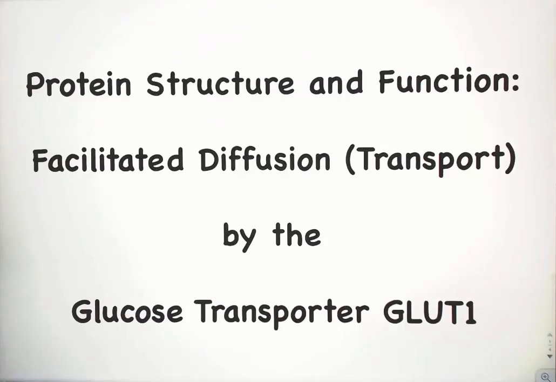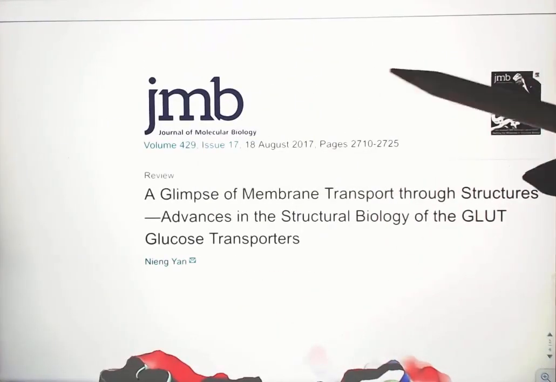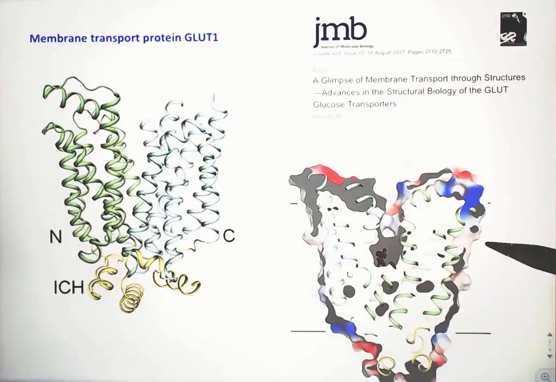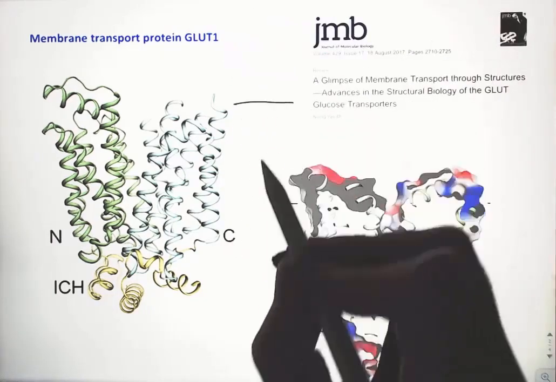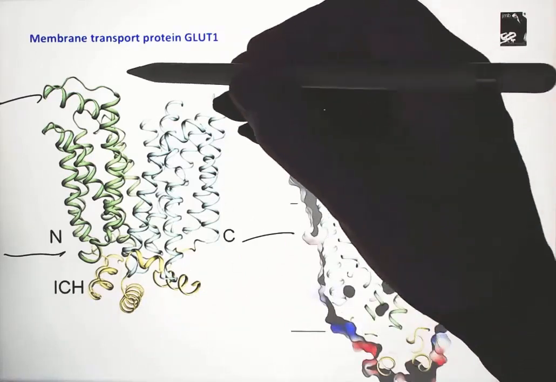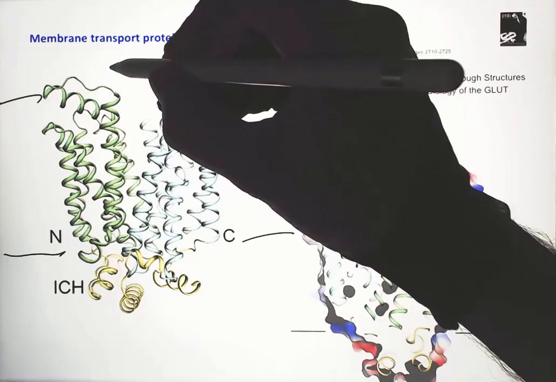This video shows an example of facilitated diffusion or transport by the glucose transporter GLUT1. This comes from a paper in the Journal of Molecular Biology in 2017 by Yan. Here's a ribbon diagram showing the protein GLUT1. The membrane would be here. So this is a protein that crosses the membrane, and this current version is shown with it open at the top.